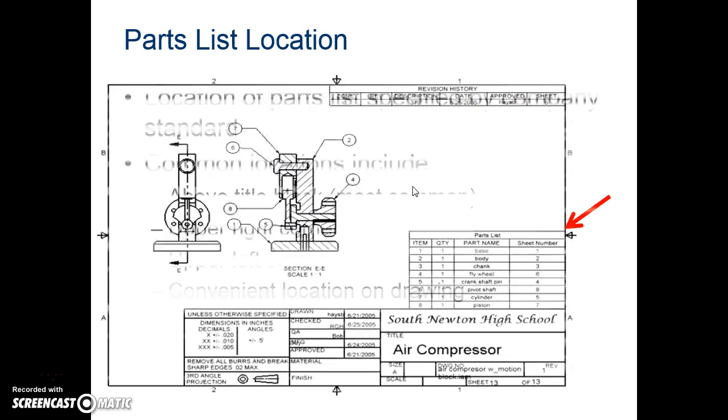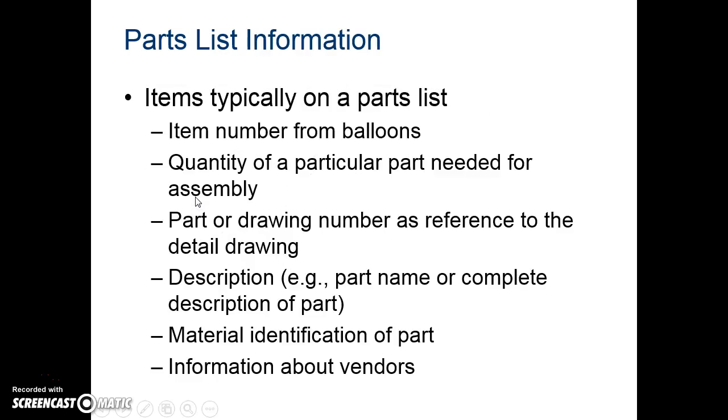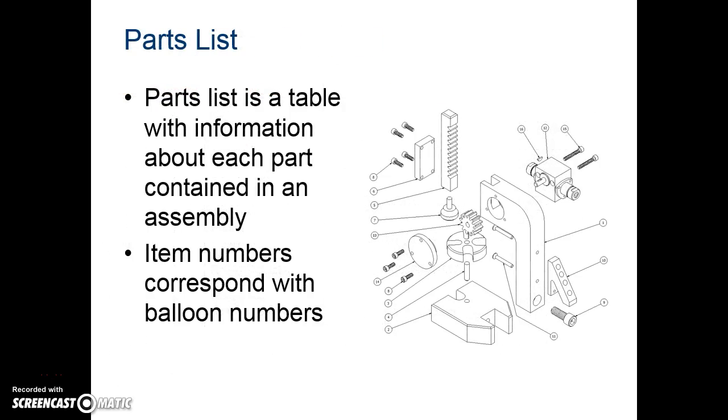Either is fine. Okay, so what I really want you guys to take away from this is balloon leader lines are always diagonal. They're never straight vertical or horizontal. This is a parts list. This is a title block. These are balloons. And this is an exploded view, what you guys are about to do with your train.